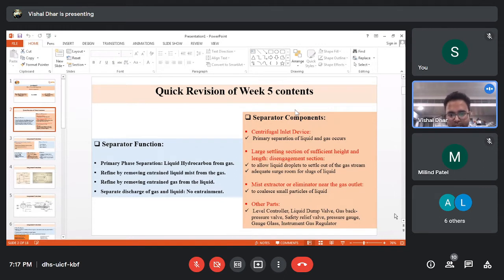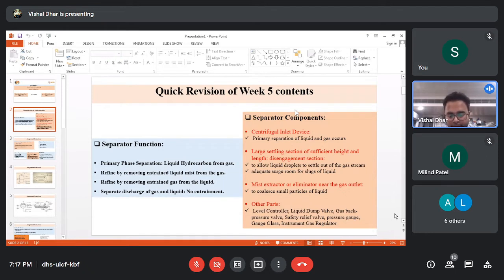So, separator components: there are different types of components in the separator. First is the centrifugal inlet device. It helps in the primary separation of the liquid and gas. Second is a large settling section of sufficient height and length. The settling section is the main section of the separator, which takes up the main space of the separator. It allows liquid droplets to settle out of the gas stream and provides adequate surge room for slugs of liquid. I won't go into the details of everything because you have already been taught this in your class, so I'll just go through quickly.